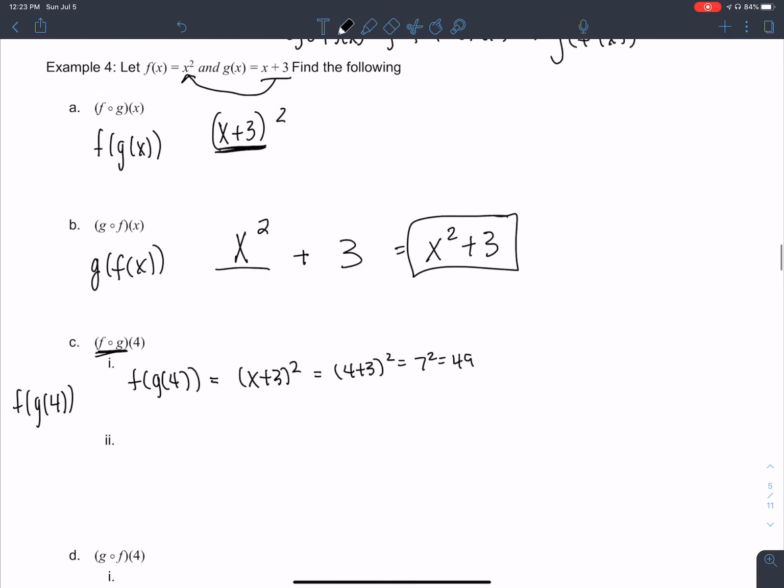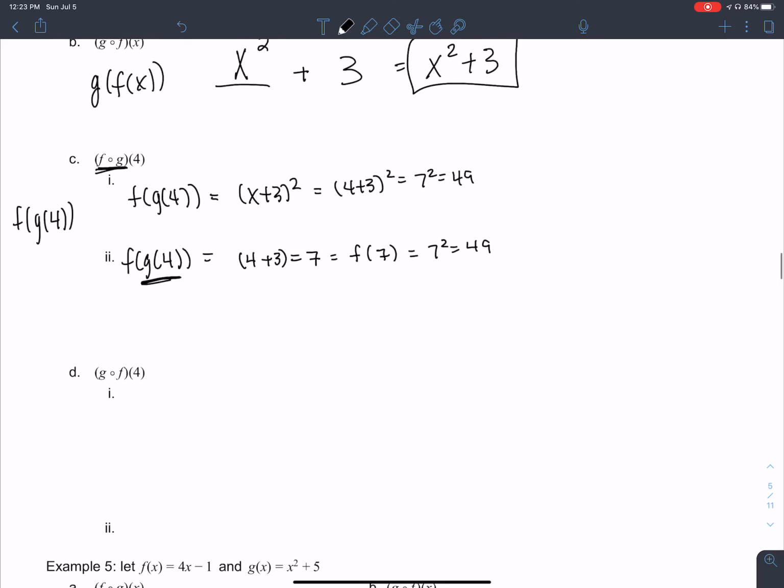Now the other way you can do it is we can start with the inside, g of 4, and find that. So g of 4 is 4 plus 3, which is 7. So now, since we know g of 4 is 7, now we can find f of 7, which is 49. I don't care. Pick your poison, okay?